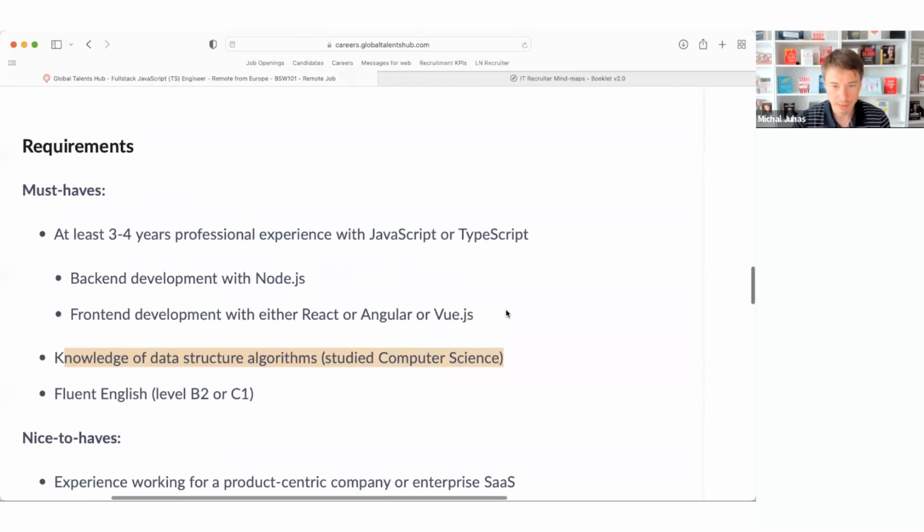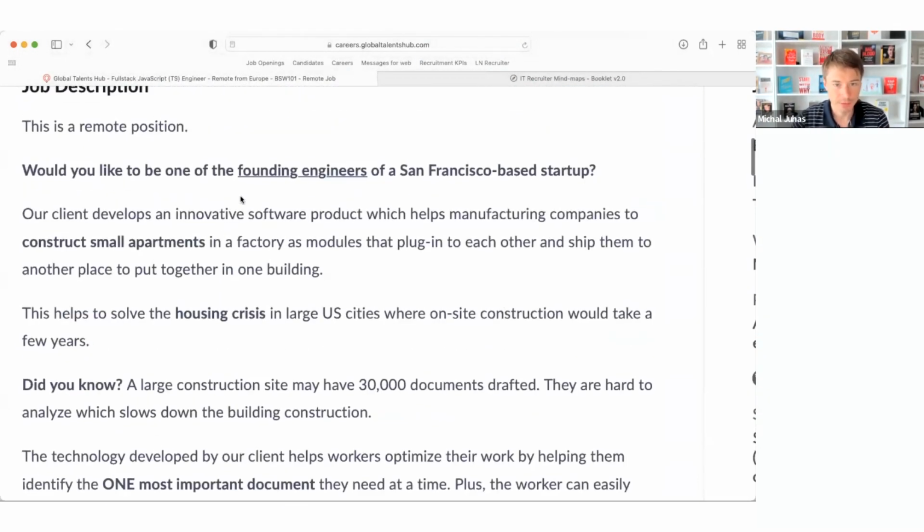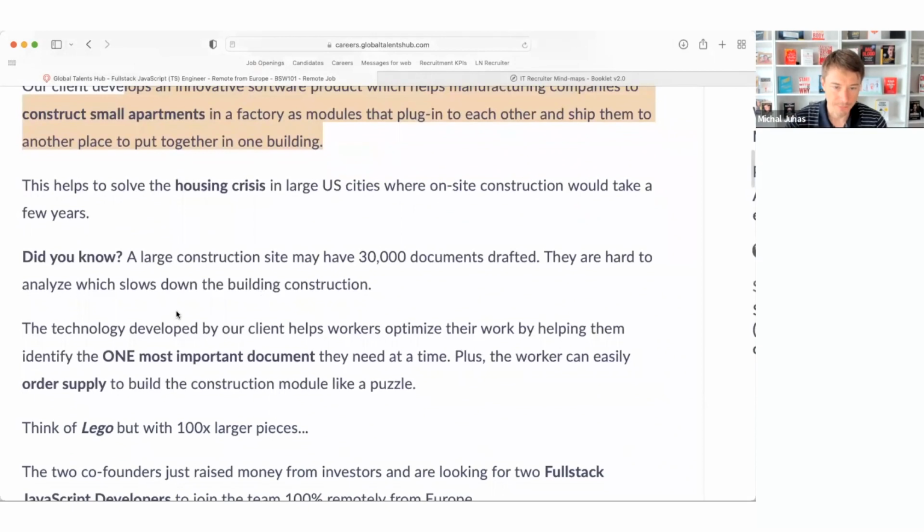So the client is a cool San Francisco-based startup. They develop an innovative software product which helps manufacturing companies construct small apartments in a factory as modules that plug into each other, and then ship them to another place to put them together in one building. They are building the platform with the intent to optimize their work by helping them identify the one important document for the worker. I mean, the one document that the worker should be looking at instead of the 30,000 documents that are describing the whole construction site.